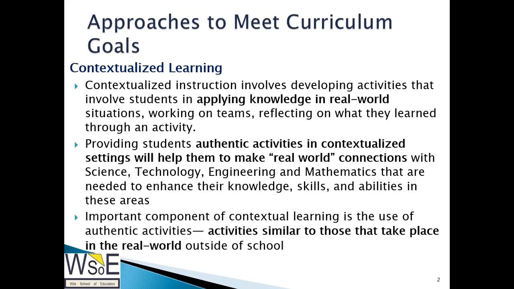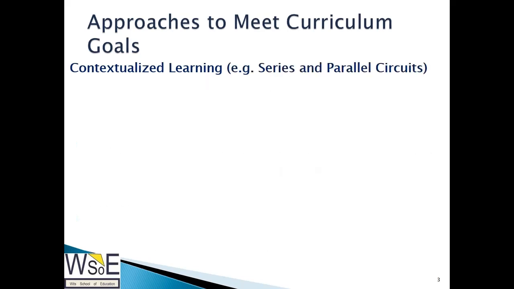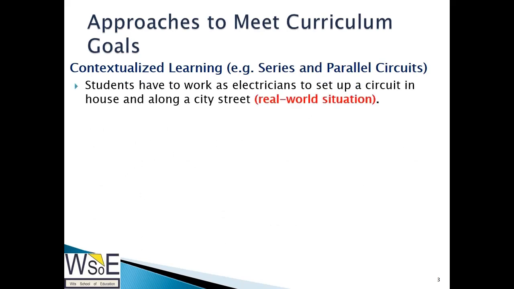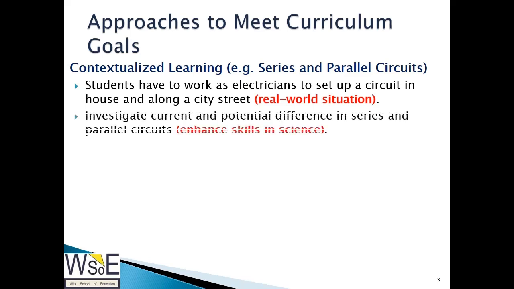Now, the most important component of contextualized learning is the use of authentic activities. So activities similar to those that take place in the real world outside of school. Just use the example of series and parallel circuits. In other words, students have to work as electricians to set up a circuit in a house or along a city street. So you're giving them real world situations.